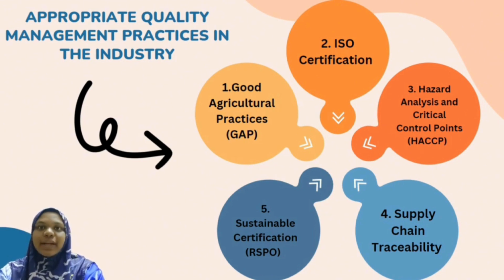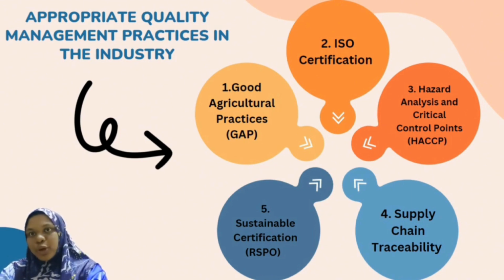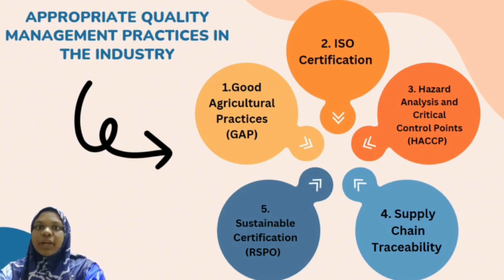Next is hazard analysis and critical control points, or HACCP. HACCP principles are crucial in the palm oil industry for detecting, analyzing and mitigating food safety concerns. They examine the entire manufacturing process from raw material procurement to the finished palm oil. By identifying control points and eliminating risks like contamination, this approach prioritizes food safety and improves product quality.